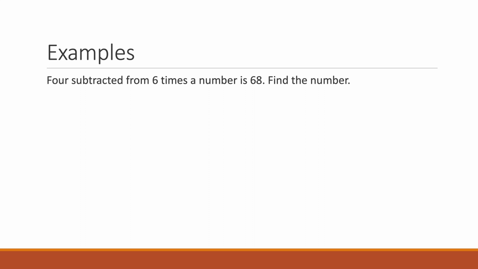4 subtracted from 6 times a number is 68. So with your pen, and again, I apologize that I couldn't do this in the program. 4 subtracted from 6 times a number, that's important, so underline it. And 68 is important. Now what you need to do is use every piece of information. If you use them all, then you'll get it right.